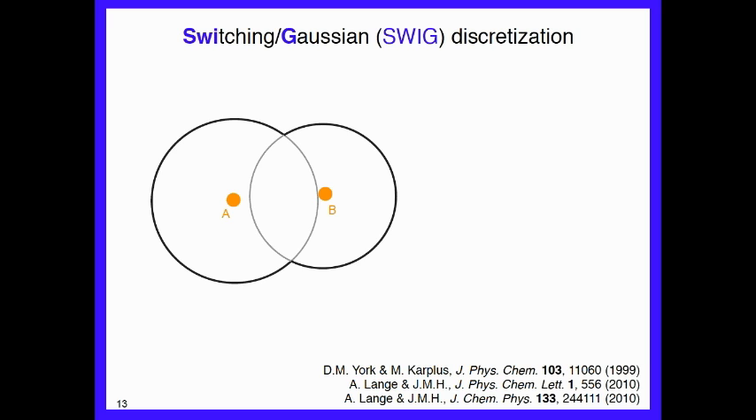Okay, so let's deal with the first problem first, namely the discontinuities. What my student Adrian Lang and I have done is to take an earlier idea from York and Karplus, so all of the relevant literature is cited here, and to generalize it for the entire class of apparent surface charge polarizable continuum models. And we get a discretization approach that we call the switching Gaussian, or the SWIG discretization, for reasons that will become apparent.